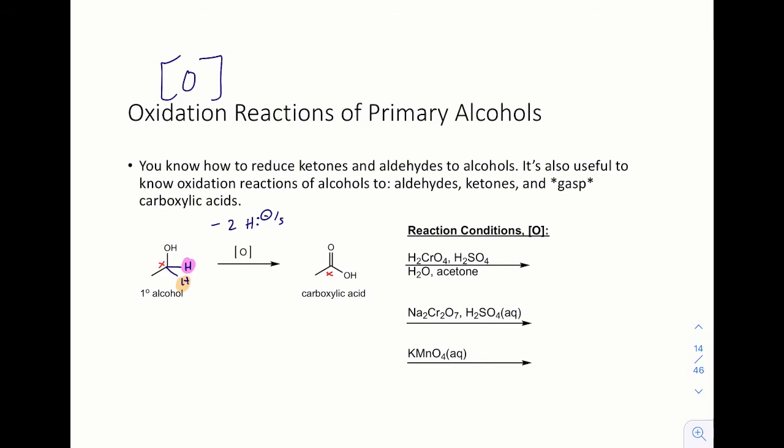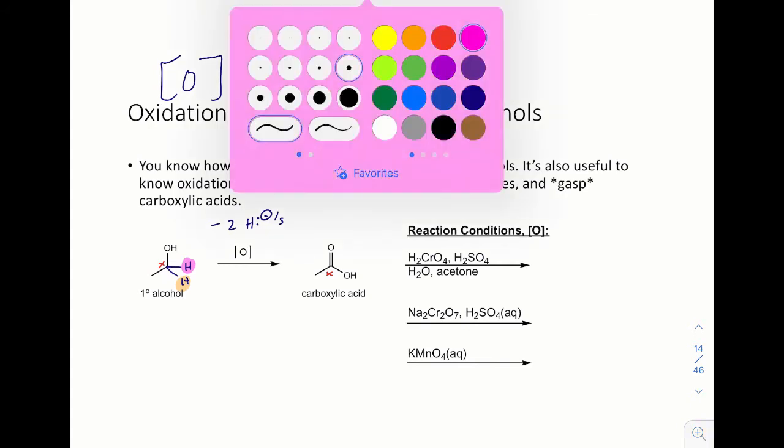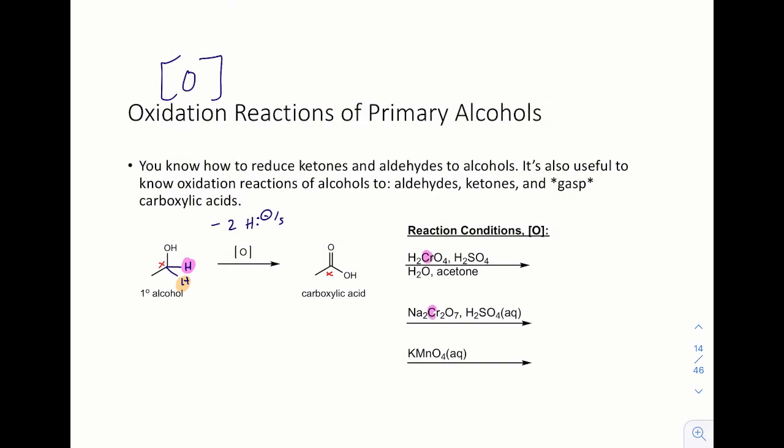And not because I'm trying to be mean, but because you will encounter these different oxidation conditions either in textbooks, on the MCAT, on standardized exams. You do need to be familiar with all three sets of reaction conditions that will affect this transformation. Now, what you'll see that they have in common is there is some metal, chromium in the case of the first two sets of conditions. And I will say this second set of conditions basically generates the first set. So they're pretty similar. And then this third reagent here does not contain chromium, but it does contain manganese.